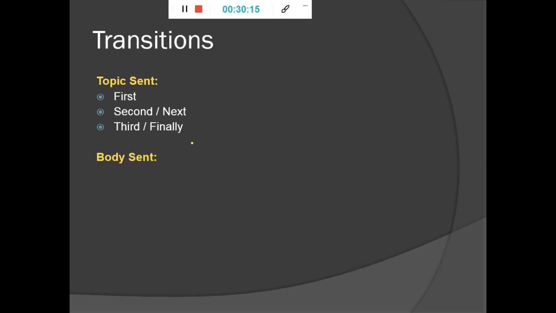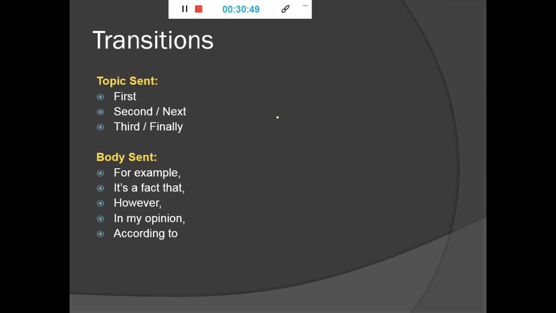Okay, now let's look at some examples of body sentences. And that's going to be in body 1, body 2, and body 3. And remember that those body sentences are your supporting paragraphs. So we have, for example, it's a fact that, however, and in my opinion. Okay, so those are some transitions that will lead us to some examples. So those are going to be sentences that tell us about some examples.